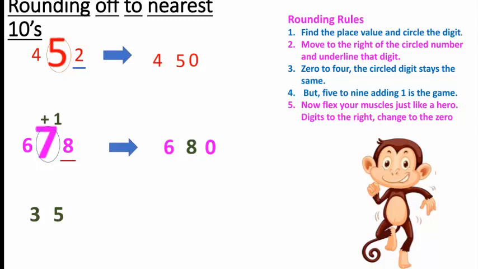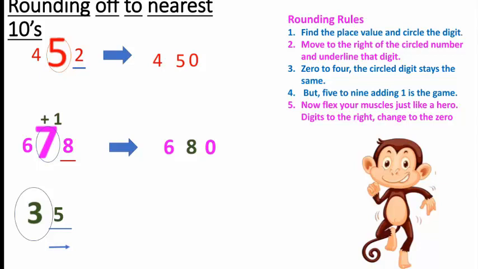Again, we need to round off to the nearest tens place for the number given as 35. So now, what is the digit present in the tens place? It is 3. Let us circle that. Now, let us move to the right side of this circled digit to find the next door digit. Okay. After moving, we have got the next door digit as 5. That we will underline. Fine.